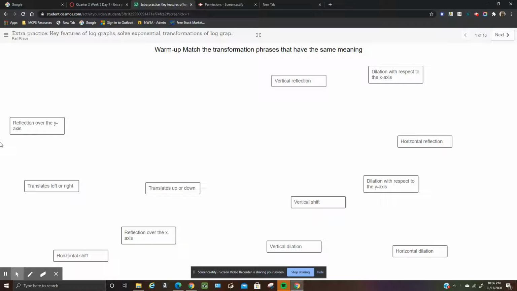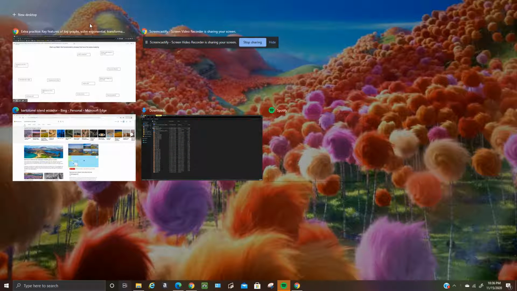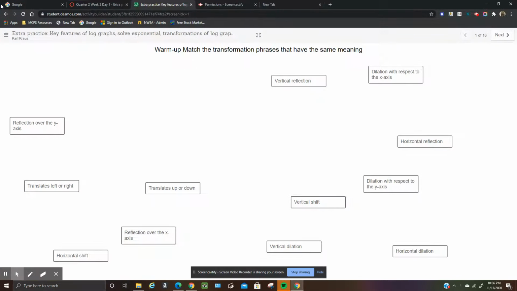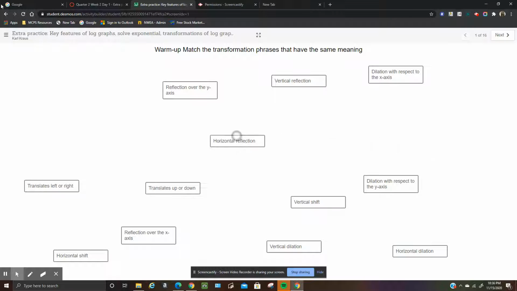All right. So a reflection over the y-axis is going to be a horizontal reflection. So that goes at that one. And then vertical reflection is reflection over the x-axis.